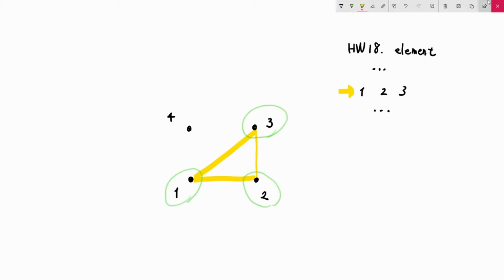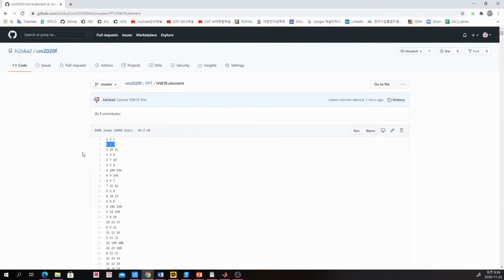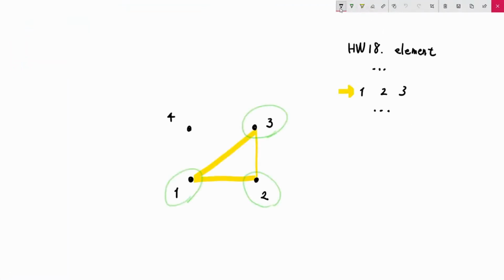Then why don't you go to another one? For example, here we have 1, 3, 4. How does it look? This simply says that we have another element connecting 1, 3, 4 and coming back to 1 again.